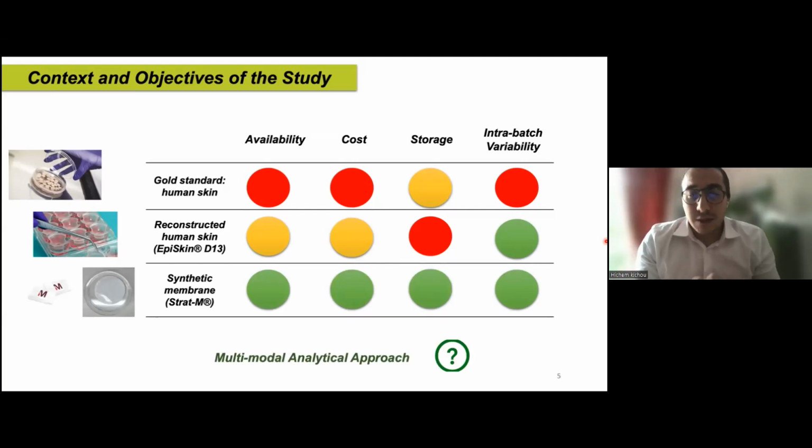In third position, we have a synthetic membrane. It is used by researchers to eliminate the need for biological models. The Strat-M here, as an example, is a synthetic polymeric membrane that offers some advantages such as no batch-to-batch variability and no safety or storage limitation. Therefore, the main objective of this work is to reposition the use of the different skin models for the in vitro permeation test using a multimodal analytical approach, which is one of our skills in NMNS teams.